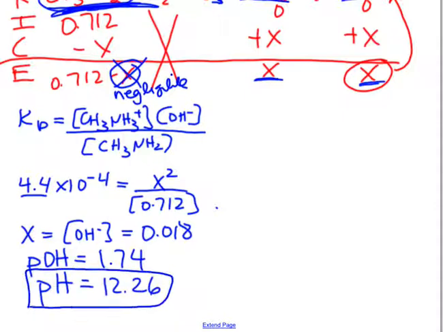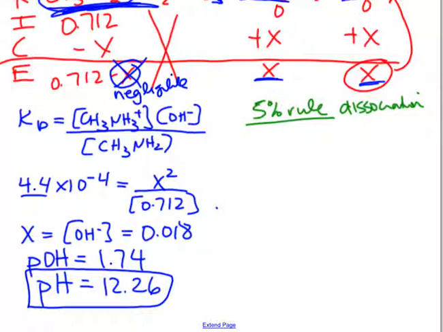Now, if you're asked to justify, you always kind of want to check this, but you don't necessarily have to write it down, but I want you to be cognizant of it. You're basically cheating by dropping that X. You're making an assumption. So the way to prove the assumption is we have to check what we call the 5% rule. If dissociation is less than 5% of the original acid, then we're allowed to drop that X.